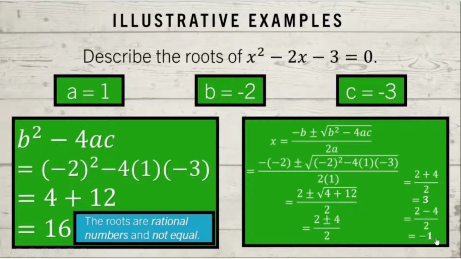As you can see, the roots of x squared minus 2x minus 3 is equal to 0 are 3 and negative 1, which are rational numbers and not equal. Therefore, our answer is correct.